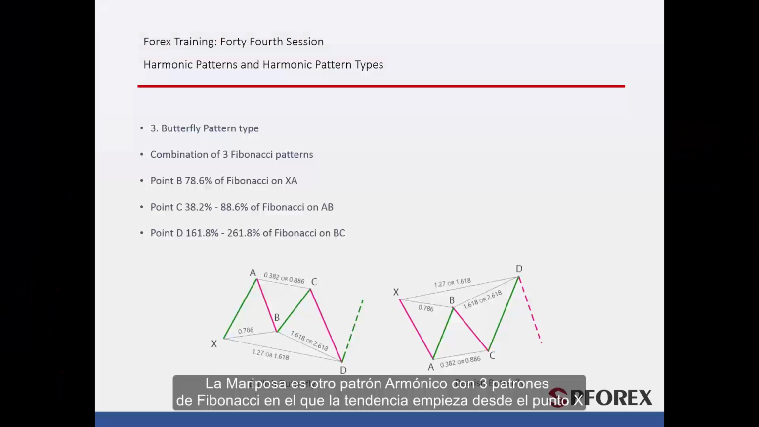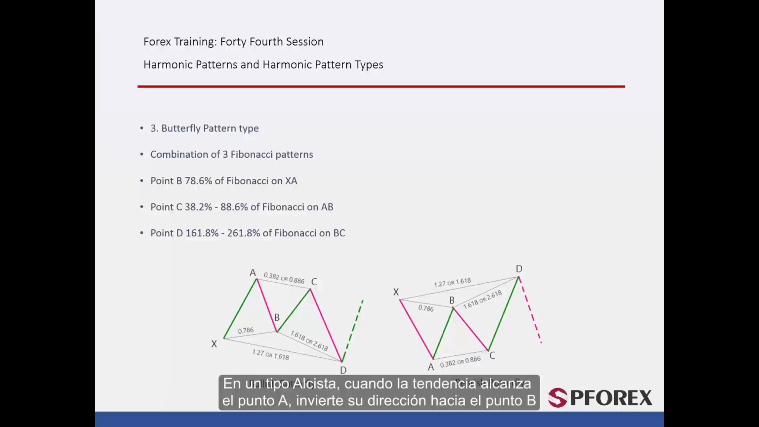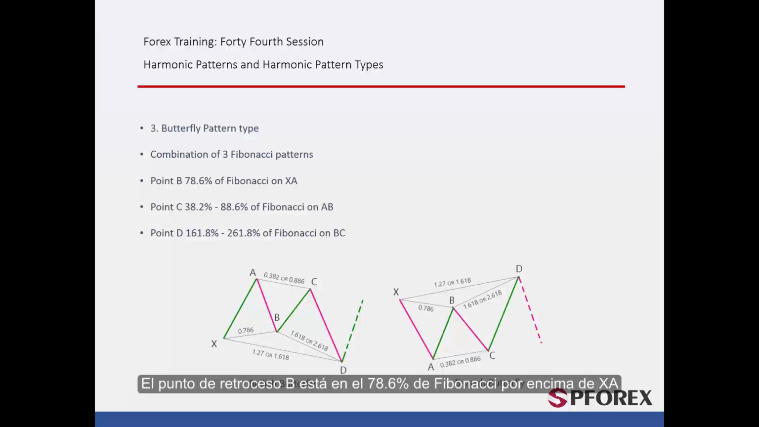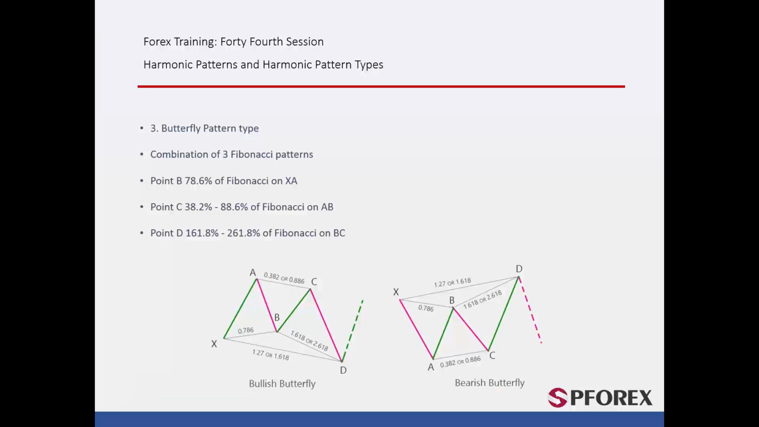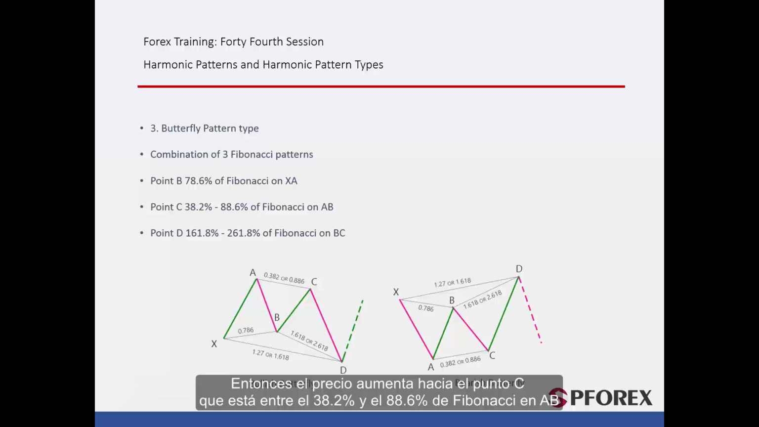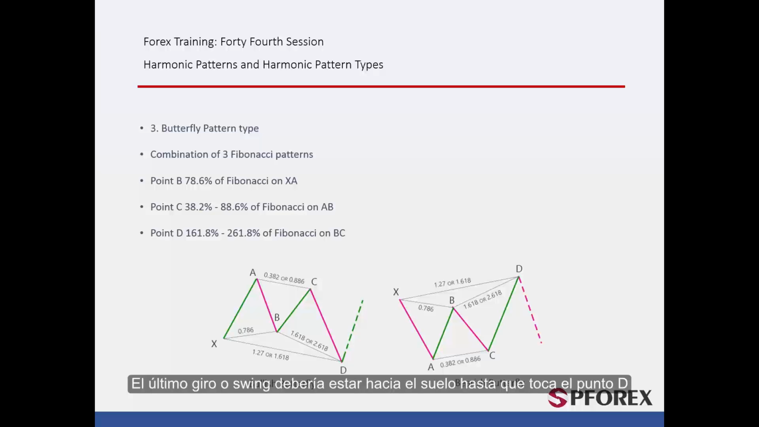Butterfly is another harmonic pattern with 3 Fibonacci patterns in which trends start from the point X. In a bullish type, as the trend reaches the point A, it reverses its direction toward the point B. Reversal point B is on 78.6% of the Fibonacci over XA. The price increases towards the point C, which is between 38.2% and 88.6% of the Fibonacci on AB. The last swing should be towards the bottom until it touches the point D.